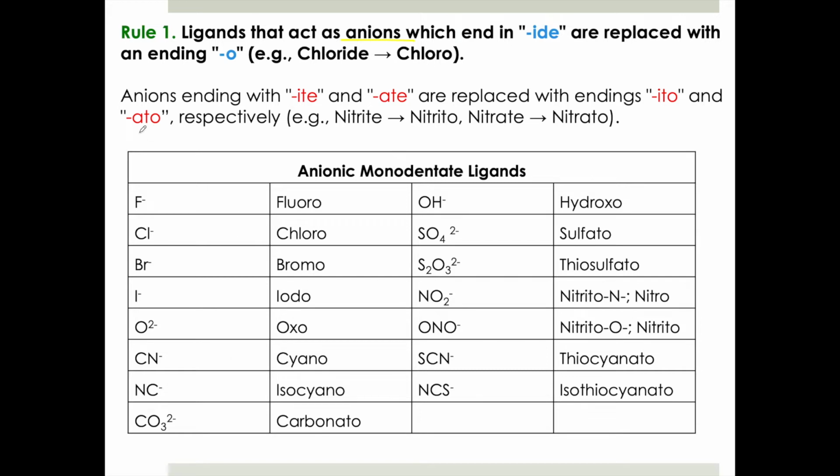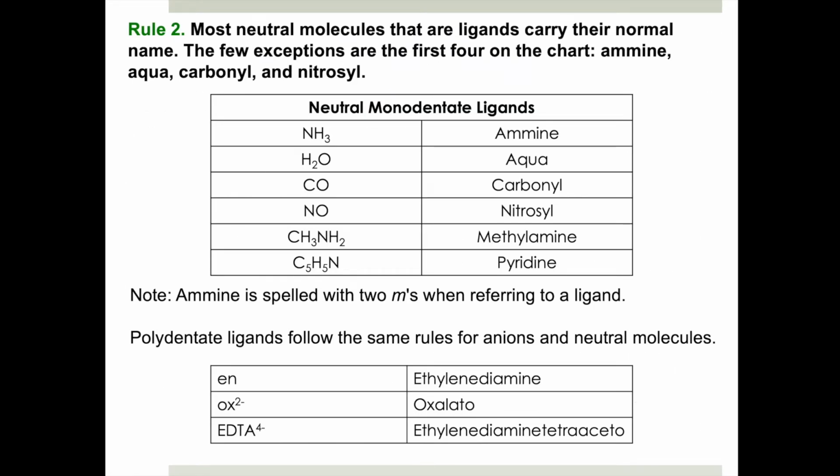Rule number 2 is where you have neutral molecules as ligands; they carry their normal name. But we have a few exceptions. The first 4 on the chart here, the first one is ammine, spelled AMMINE. This is what we call ammonia. So in order to name coordination compounds, ammonia will become ammine with a double M. And then water, H2O, will become aqua.